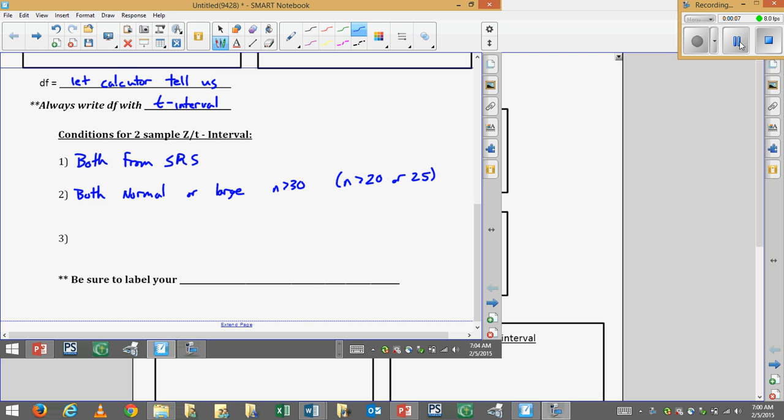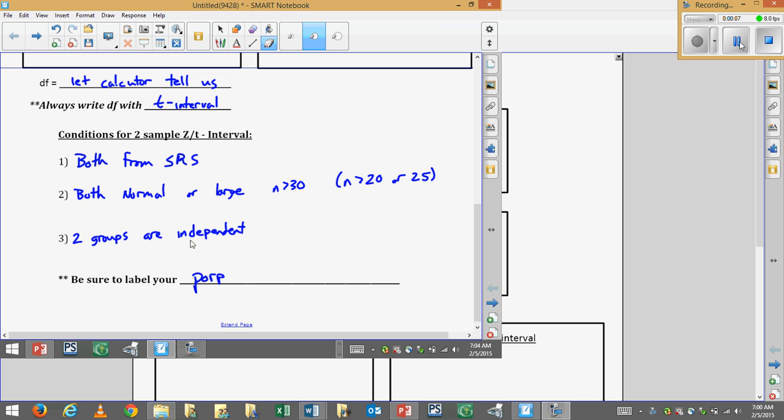And then finally, this is the first time we've seen this one. We want to make sure the two groups are independent. So you think about yesterday when we did the heights of the guys versus the height of the girls. A girl's height did not affect the guy's heights. The guy's heights did not affect the girl's heights. Even with the GPAs, a girl's GPA is not going to affect the guy's GPA. And the next thing with these means, let's make sure that we label our two populations.